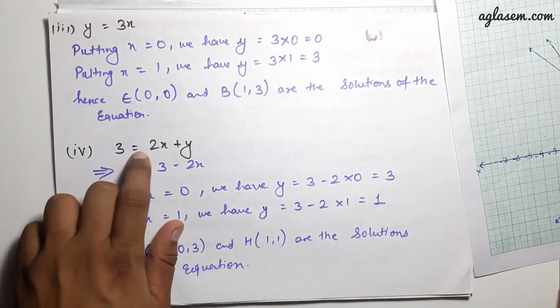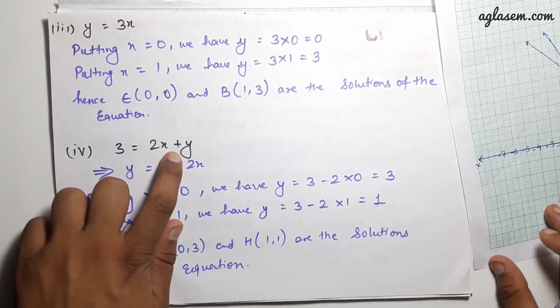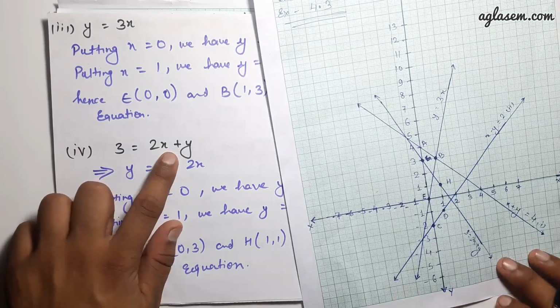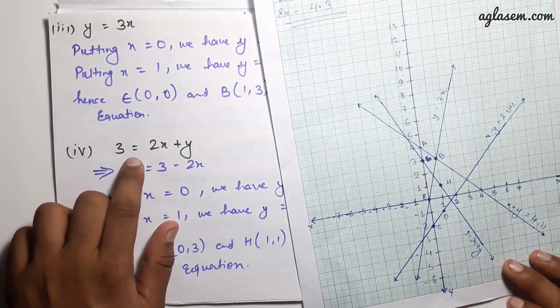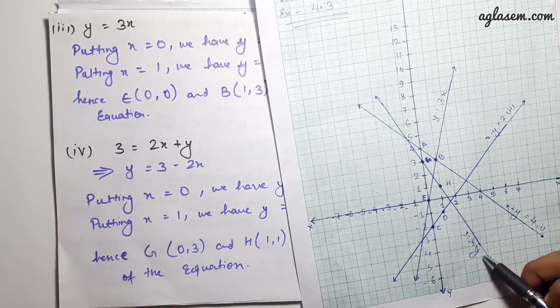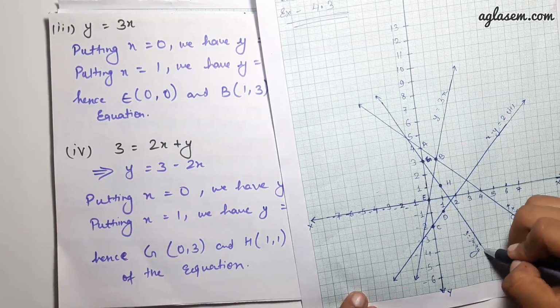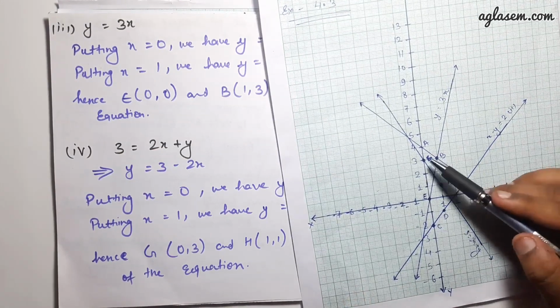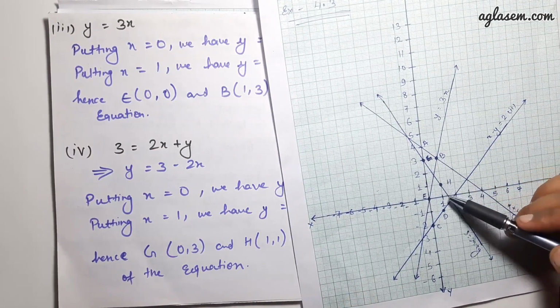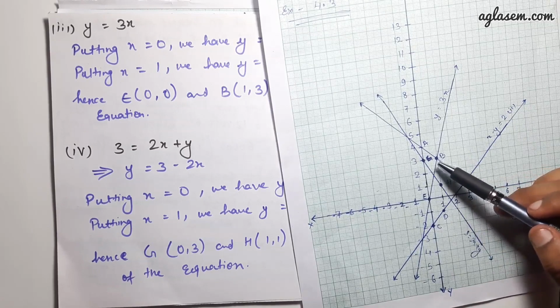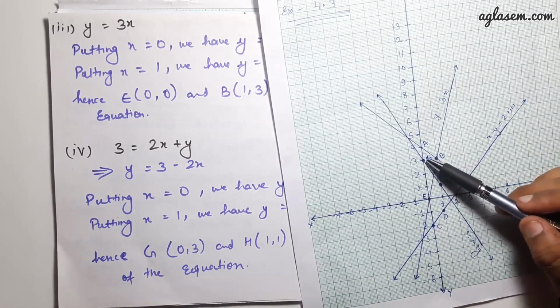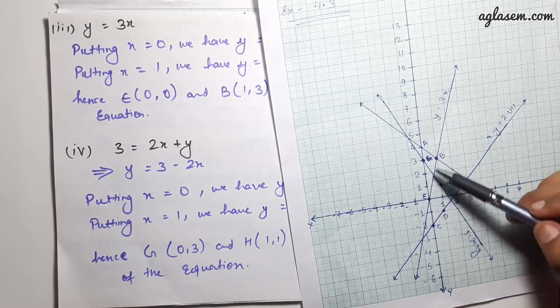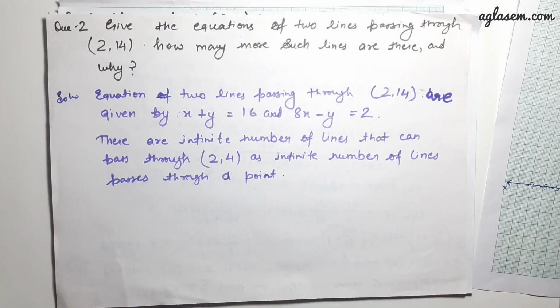The equation is 3 equal to 2x plus y. So the fourth equation is 3 equals 2x plus y. So this line has points G and H, (1, 1) and (3/2, 0). This is question number 2.